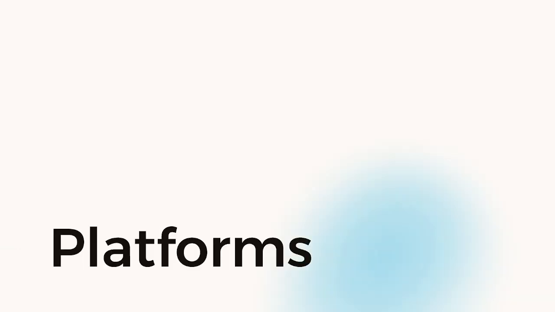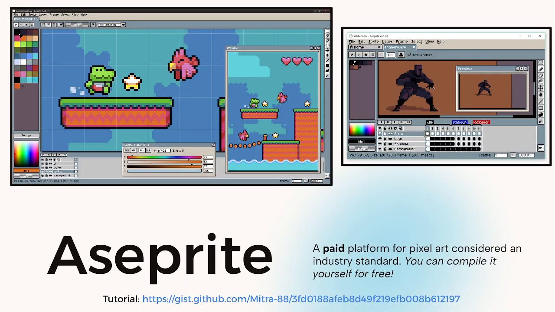Okay, so the first thing I want to do is go over platforms. So the programs and the websites that you would be making the pixel art on. The very first one is Aseprite. If you have done pixel art in the past, you probably know what Aseprite is. I would call it the industry standard, kind of. If you do a lot of pixel art, it's generally what you use the most.